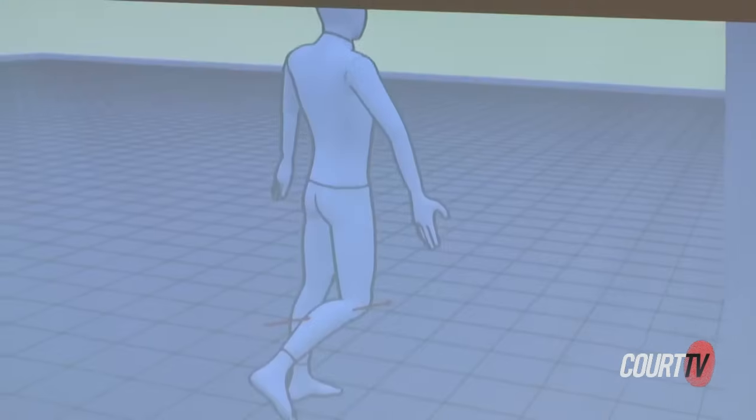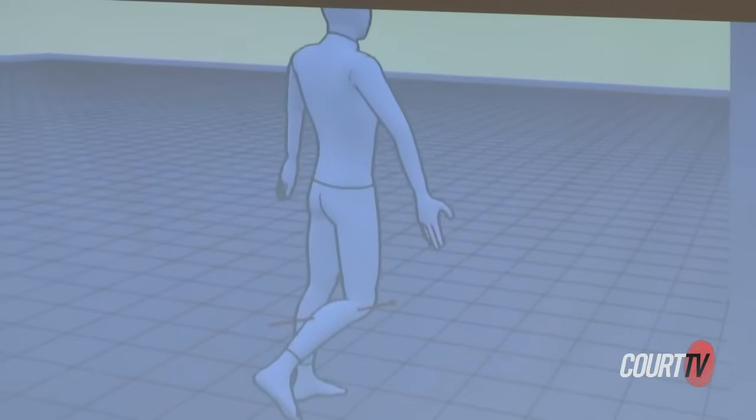So you use your own judgment and decide what you think about that leg wound. What's important is this wound. This was the wound that killed him, and he was not facing her at the time.